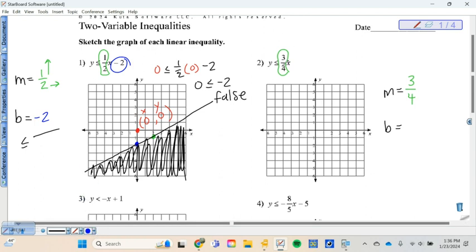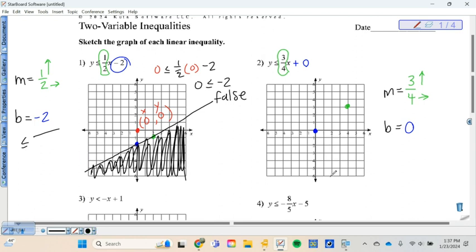Remember, if there's not a number in front of x, then the slope is 1. But if there's not a plus b, I'm not adding anything. It's like I'm adding nothing, so b is 0. So 0 would be my starting point, and then where do I go from there? Good. Up 3/4. And then what do I think to myself before I draw my line?